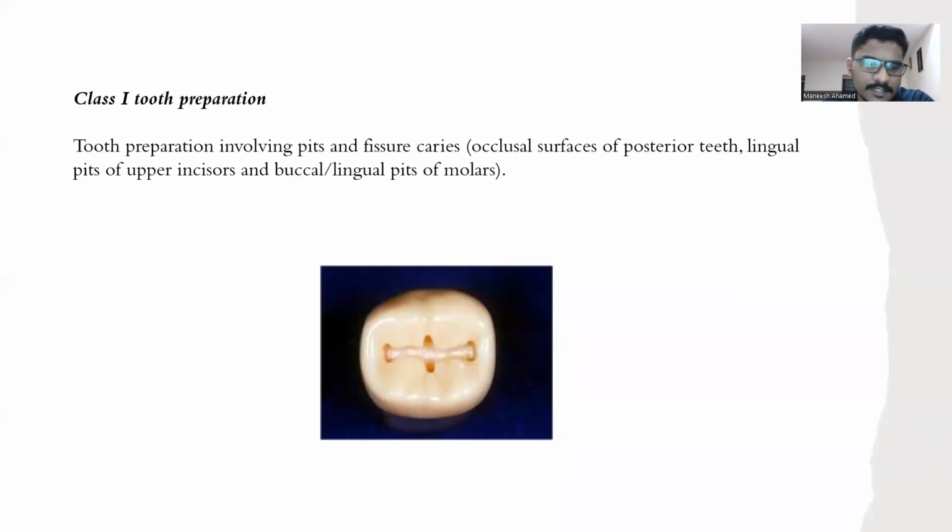Class 1 tooth preparation is the tooth preparation involving pit and fissure caries. That is, it involves the occlusal surface of posterior teeth, lingual pits of upper incisors, and buccal and lingual pits of molars. So basically, it involves the occlusal pits and fissures of posterior teeth, and also the lingual and buccal pits of molars, and also the lingual surface of anteriors.